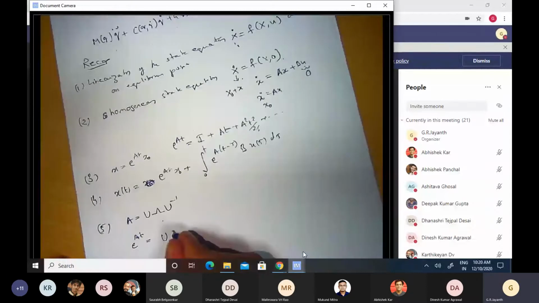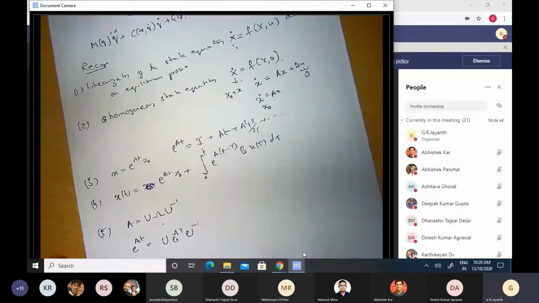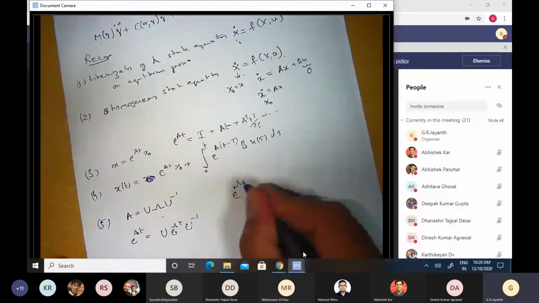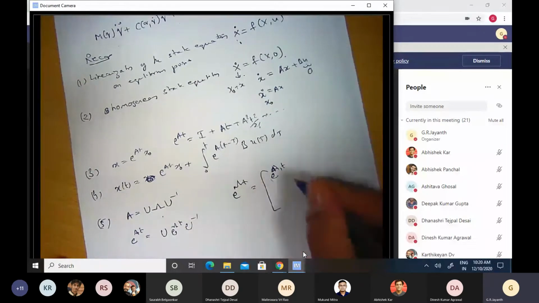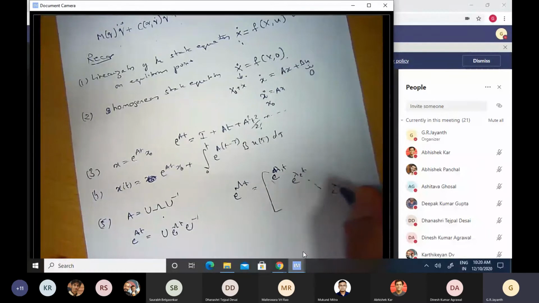But lambda t had a very definite physical meaning, something that we could all relate to. E to the power lambda t was simply all the elements along the diagonal exponentiated: e to the power lambda 1 t, e to the power lambda 2 t, etc., e to the power lambda n t.